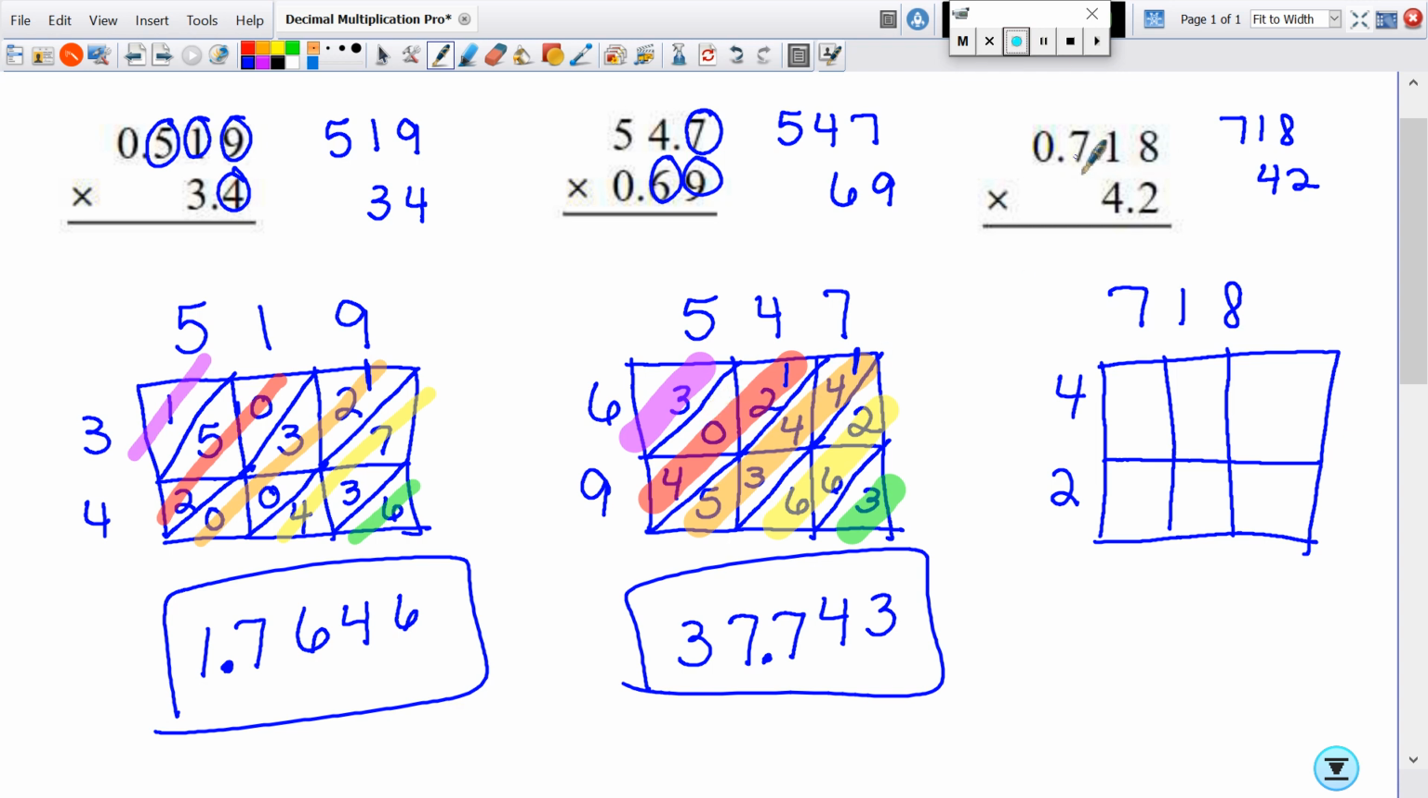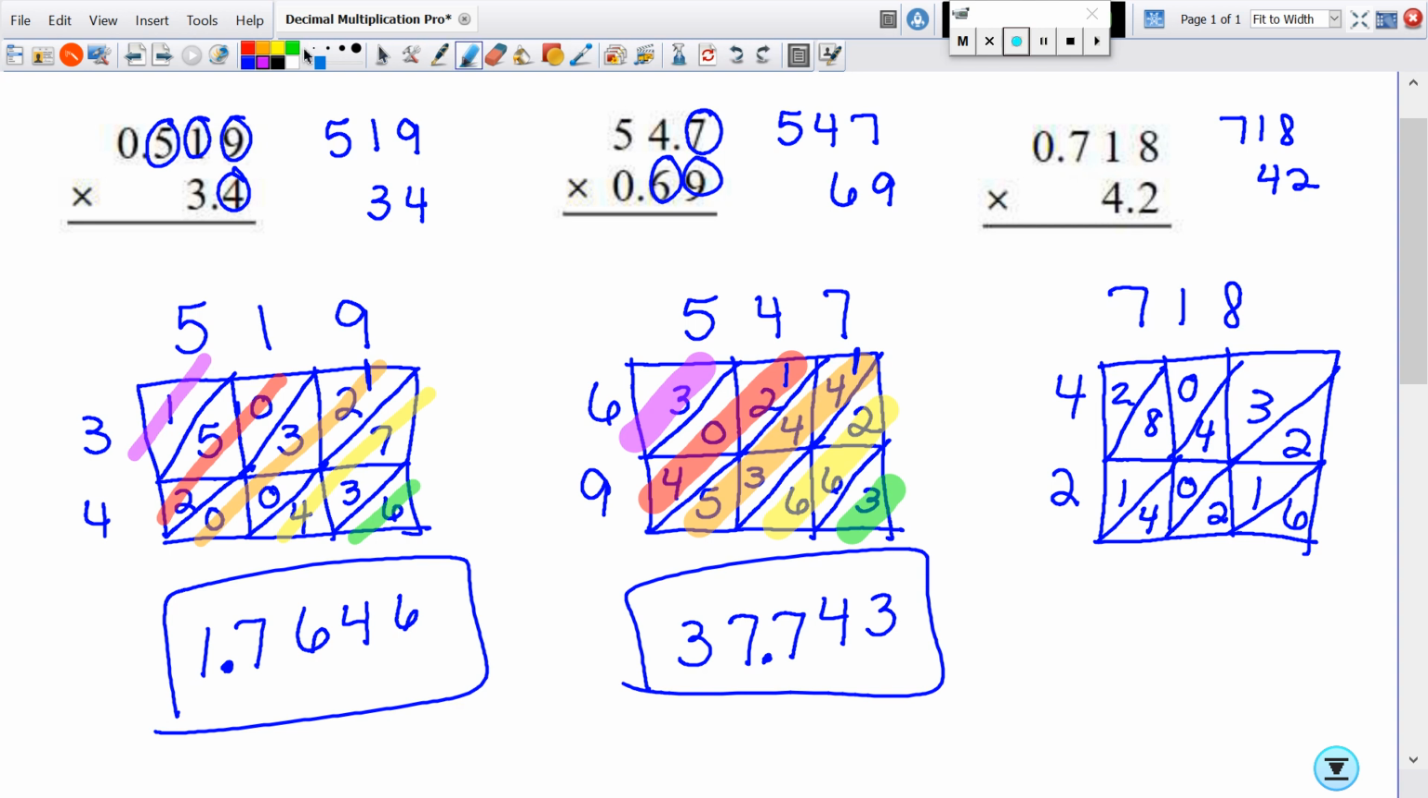Okay, the next one, 718 and 42, if you take the decimal out of the problem. So 718, 42, make my diagonals. I didn't make them very straight, I'm so sorry. Okay. 7 times 4 is 28. 1 times 4 is 4. 8 times 4 is 32. 7 times 2 is 14. 1 times 2 is 2. 8 times 2 is 16.